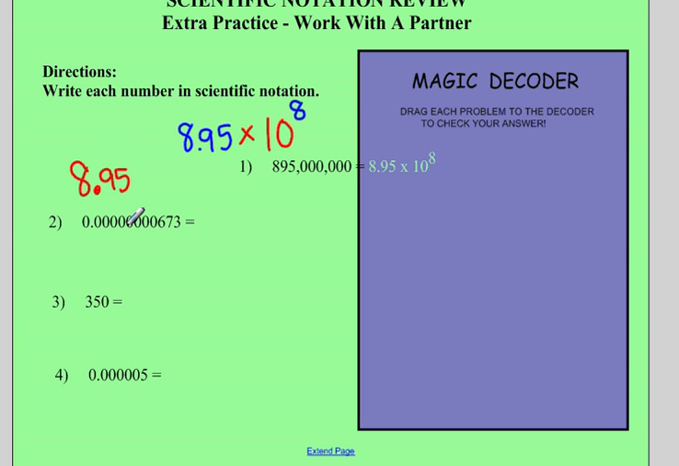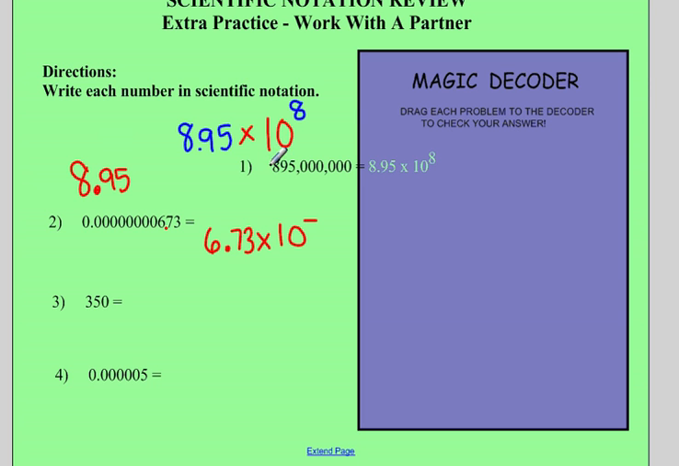Let's try this next one. Is this a very large number or a very small number? It's a very small number. You can see that it's very much less than 1. So this is going to have a negative exponent on it. That's how it becomes a small number. And now I need to put my decimal point somewhere in here that will make a number between 1 and 10. The only place it can go is right there.